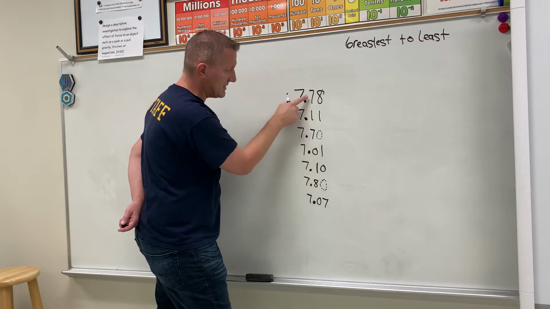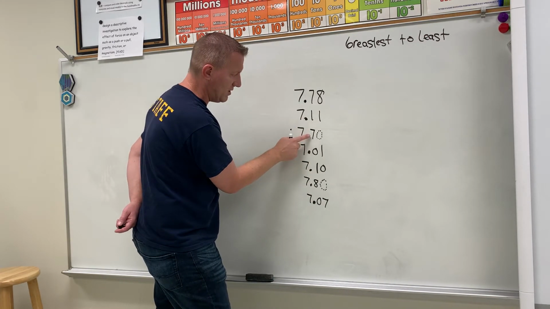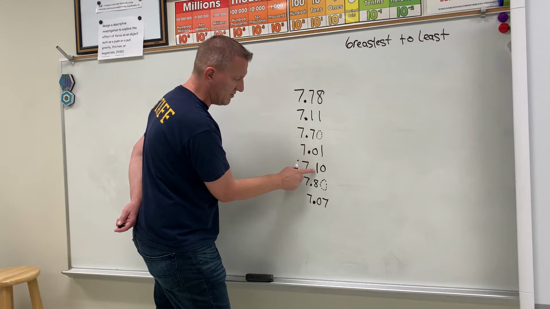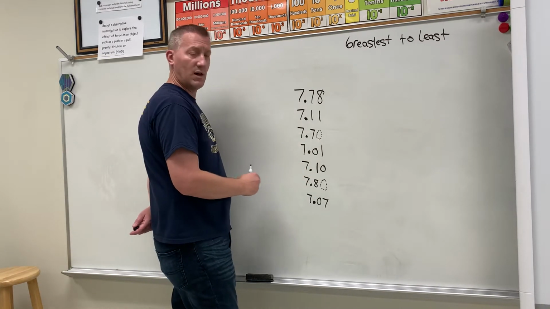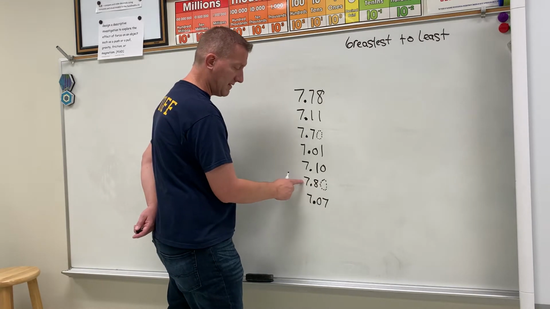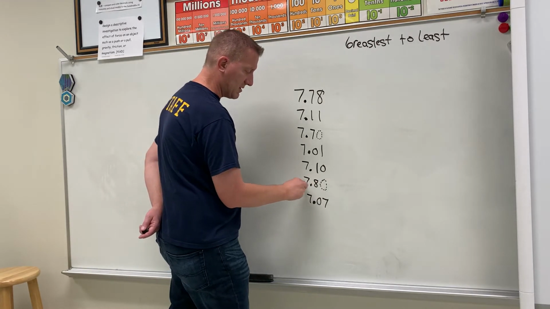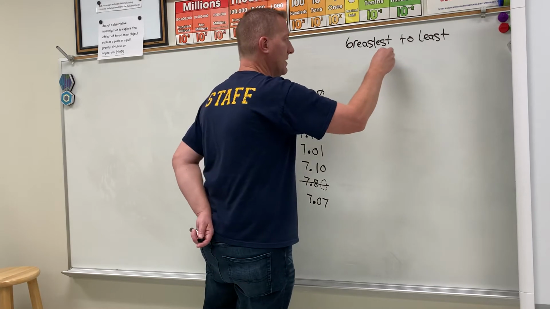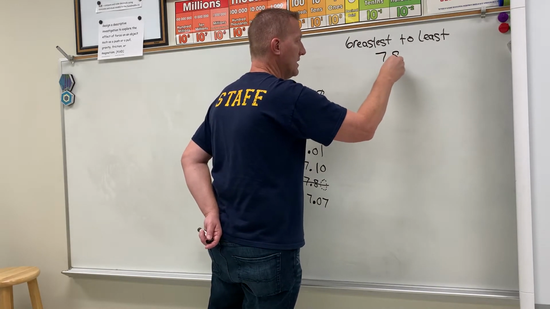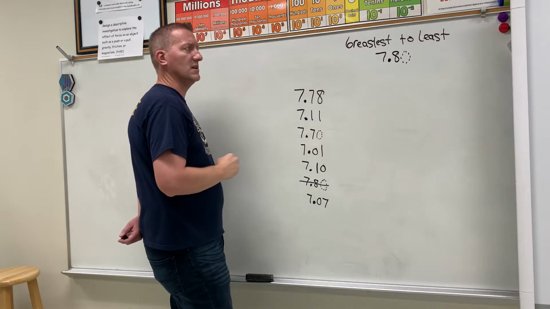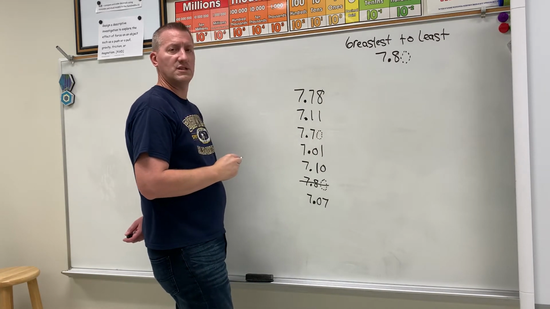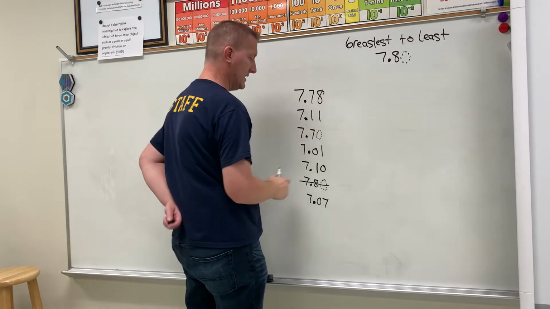Okay, so I'm going to look at the greatest number. What's the greatest number? Do I have 7, I have a 1, I have another 7, a 0, a 1, an 8, and a 0. Well, hopefully you realize that the 8 is the greatest number. So I'm going to take that one and I'm going to say that one is my first number from greatest to least.